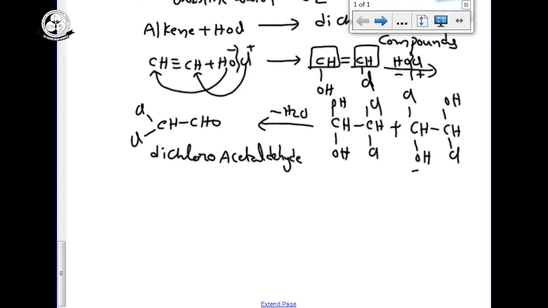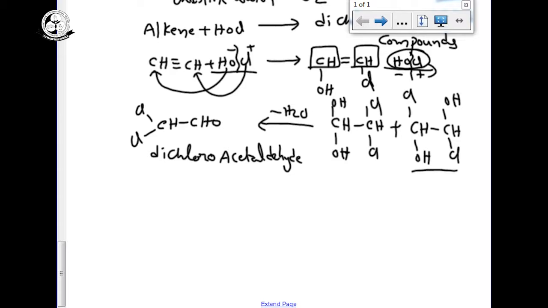Dichloroacetaldehyde. Suppose we consider this compound and remove the water; there is a chance to remove HCl also, and there is a chance to remove water also. There is a chance to remove HCl also, there is a chance to remove HOCl also. See, once you are adding to the alkyne, the first step how you add, the second step you also have to follow the same way, and you have to add to the same carbon.